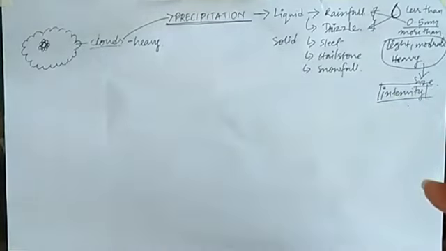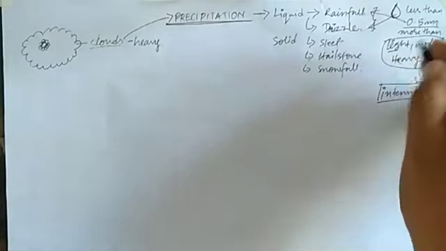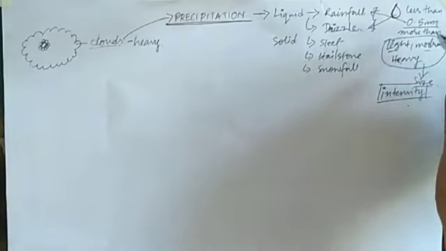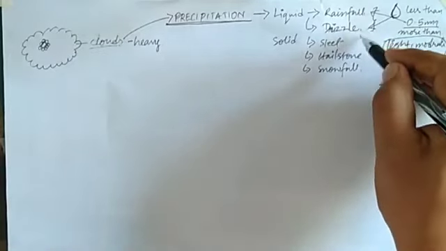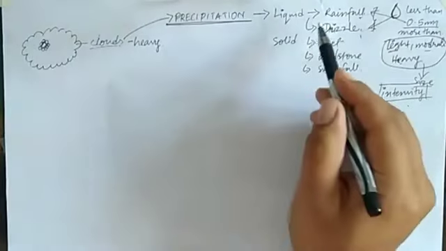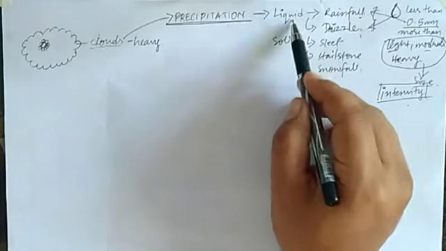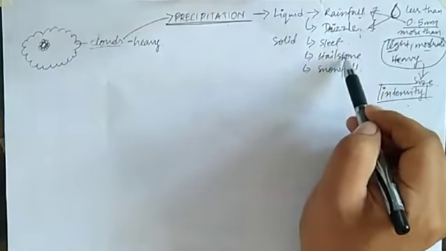Now light rainfall means the shower which occurs is very light or of less amount. Similarly for moderate and heavy, the intensity will decide the different types of rainfall. Now the size determines the difference between the drizzle and the rainfall. Remember that. So when precipitation falls as liquid, that is known as rainfall and drizzle, and solid is sleet, hailstone and snowfall.